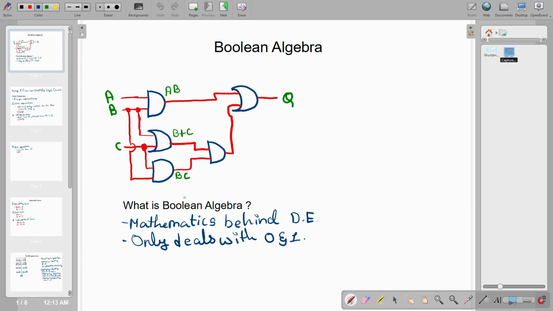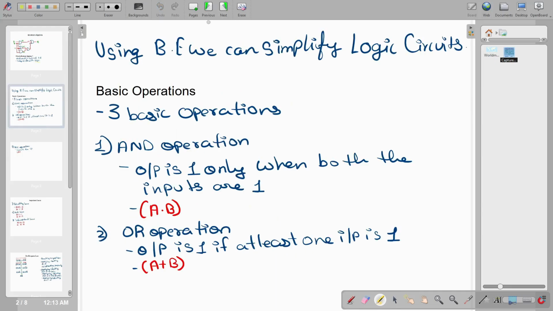So what is Boolean algebra? Boolean algebra is the mathematics behind digital electronics, which deals with only the values zeros and ones. Using Boolean algebra, we can represent and simplify logic circuits. There are three basic operations in Boolean algebra: the AND operation, the OR operation, and the NOT operation.